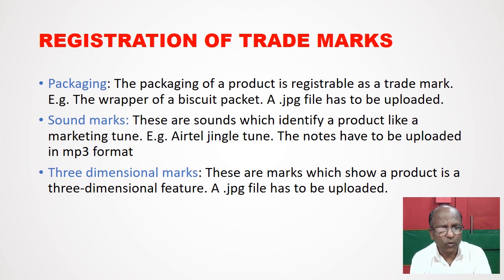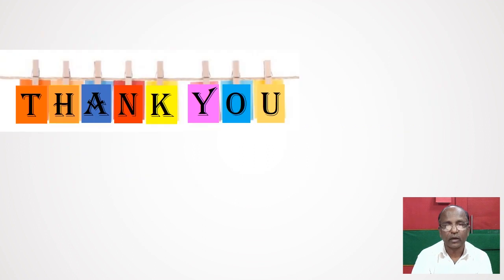Next is the sound mark. These are sounds which identify a product, like a marketing tune. For example, the Airtel jingle tune. The note has to be uploaded again in MP3 format. And last is a three-dimensional mark. These are marks which show a product has a three-dimensional feature. And again, you are required to upload a JPG file for the registration of a three-dimensional mark. So this is all about trademark.